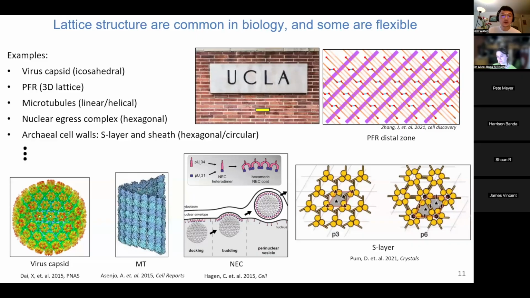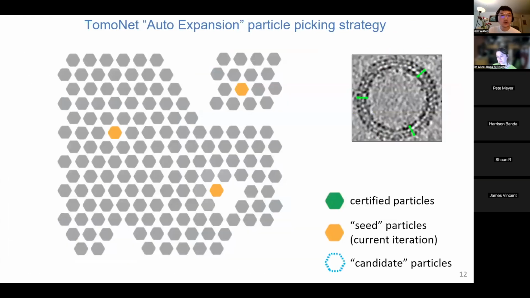So since there's a strong need for lattice structure particle picking, this is our strategy of the expand function. You can imagine that this virus-like particle of HIV is a connected lattice. Basically, you can spread them out, and each of the subunits has a hexagonal-like distribution pattern.